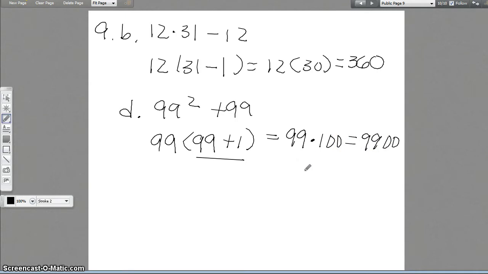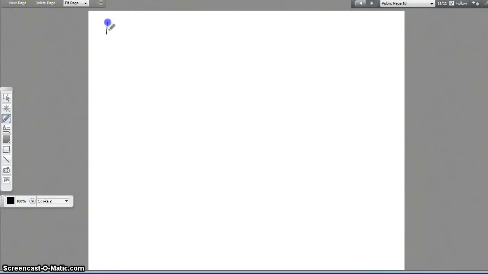Okay, so that was number 9, and that is just like number 17 that I assigned for homework. Okay, just a couple more sample problems. We're going to look at number 10. Number 10 says, what polynomial should erase the blank in each of the following equations? Okay, so we're going to work part C.